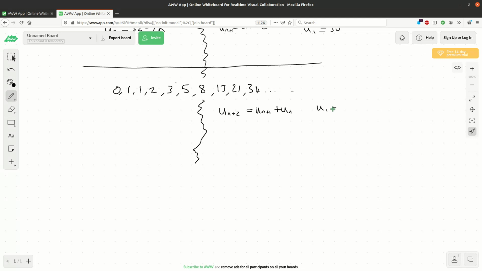the deductive definition looks like this. Are you ready for this? This is going to blow your mind. 1 over root 5. Straight away, it looks weird. Multiplied by 1 plus root 5 over 2 to the power of n, minus 1 over root 5 multiplied by 1 minus root 5 over 2 to the power of n.